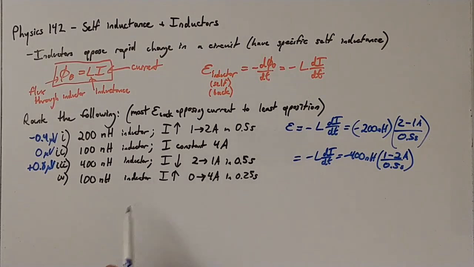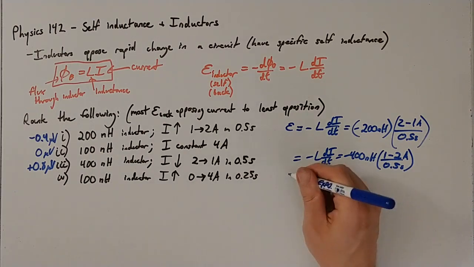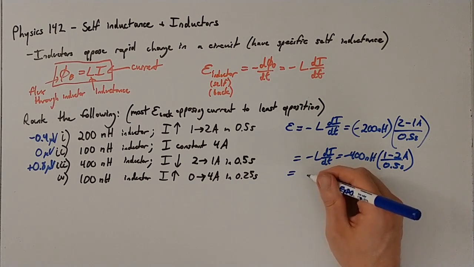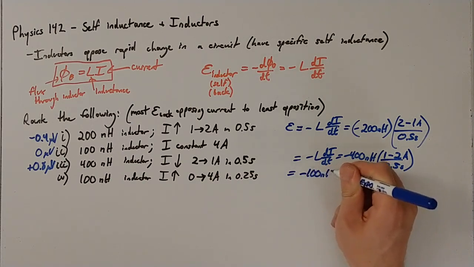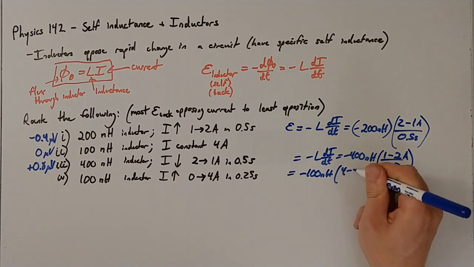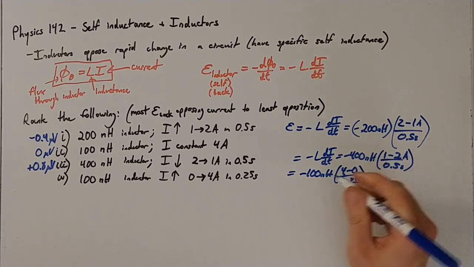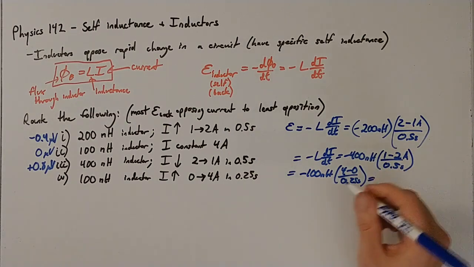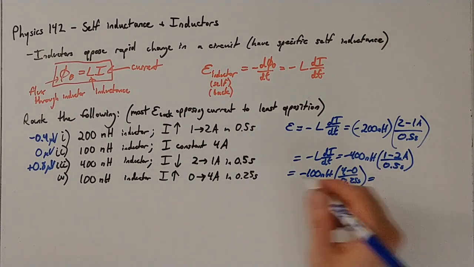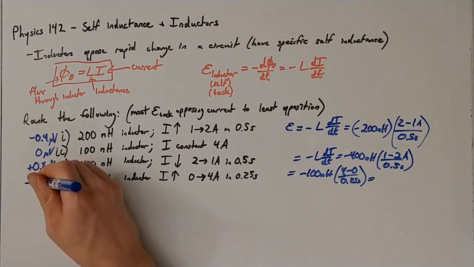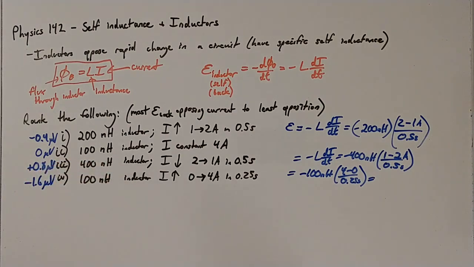It's acting like a power supply. In this last case, we've got some different numbers. I get minus 100 nanohenries times 4 minus 0 divided by 0.25. When you plug that all in, I get a much bigger number: minus 1.6 microvolts. It ends up being 4 times as large, and definitely opposed. It's opposed to this big increase of current.